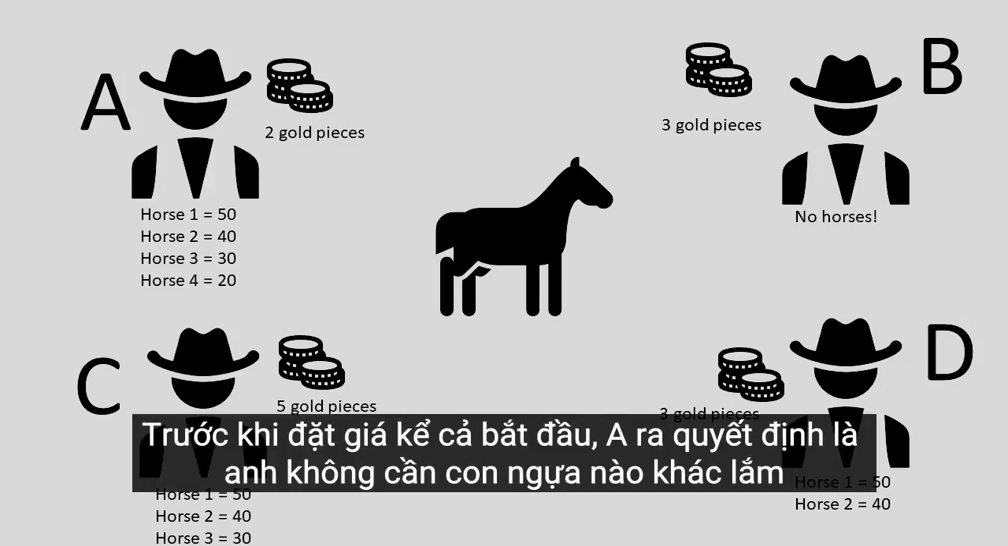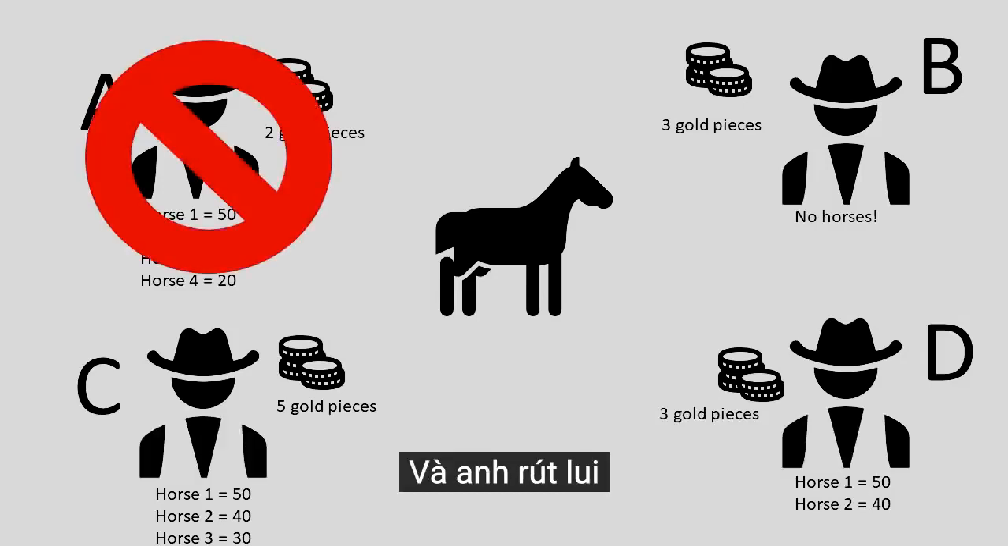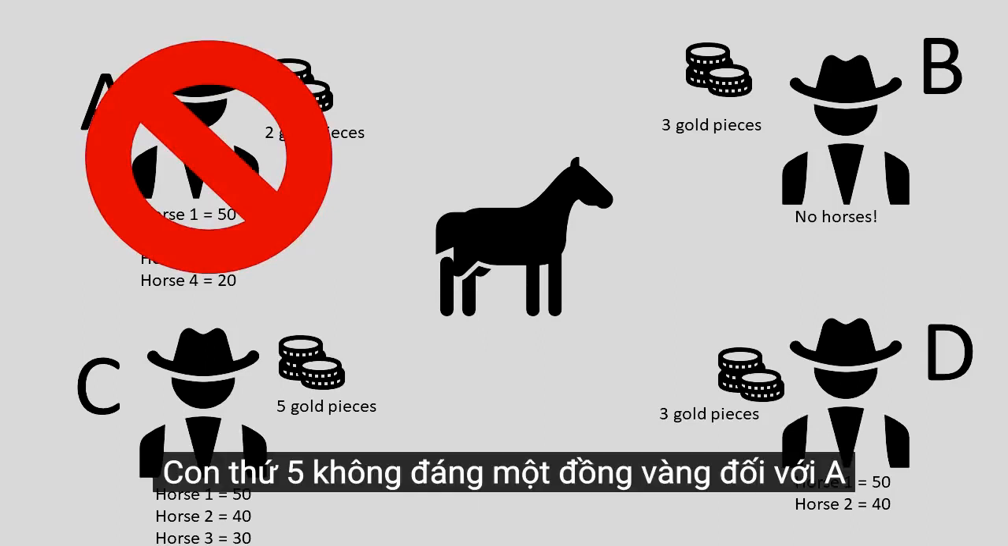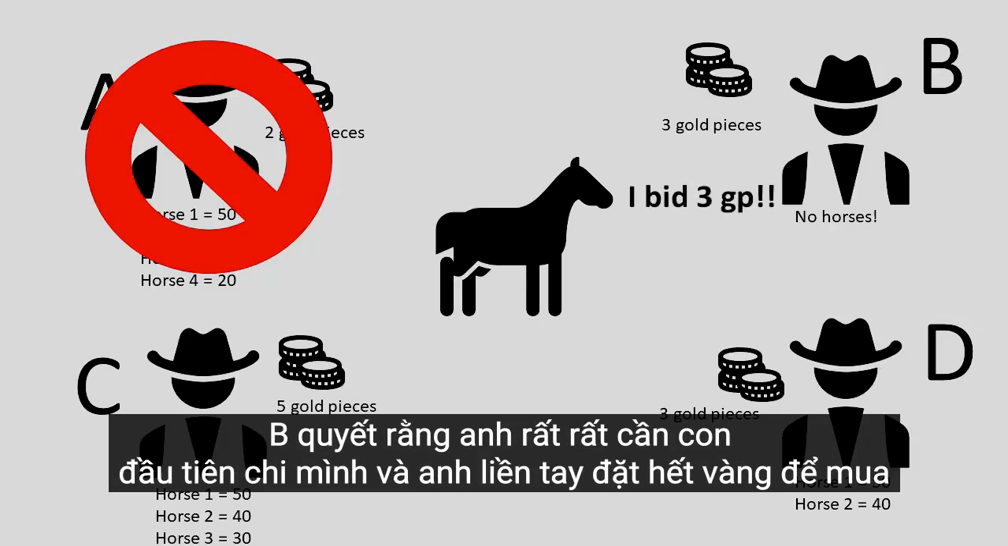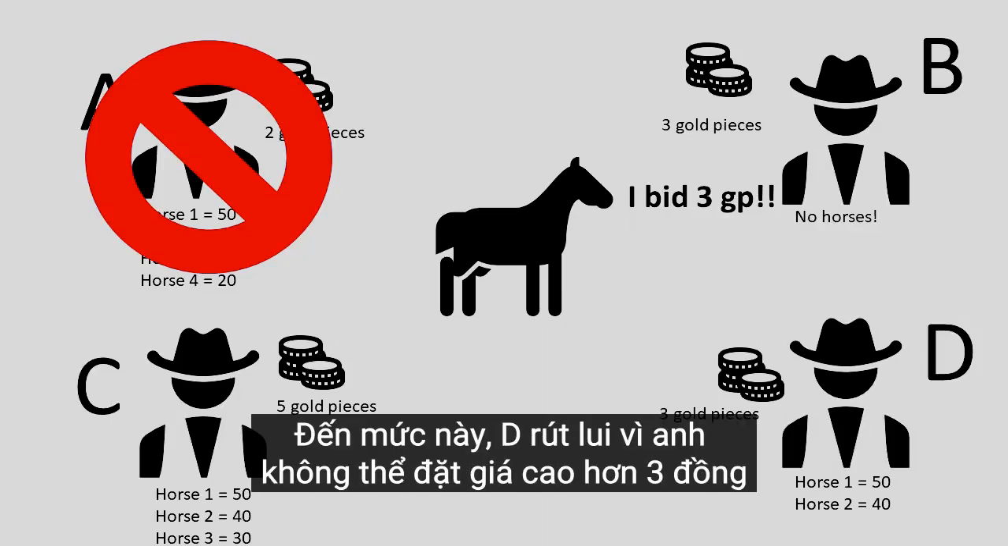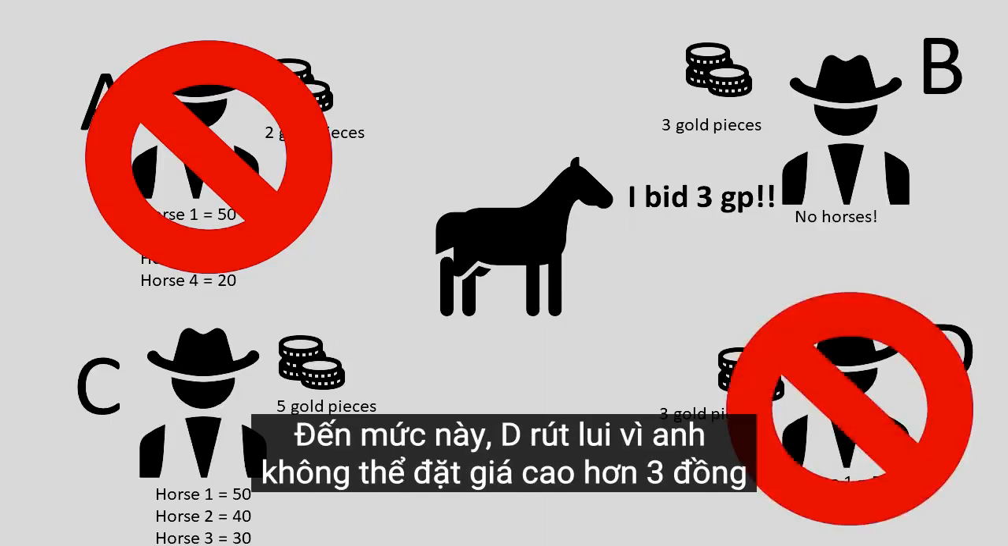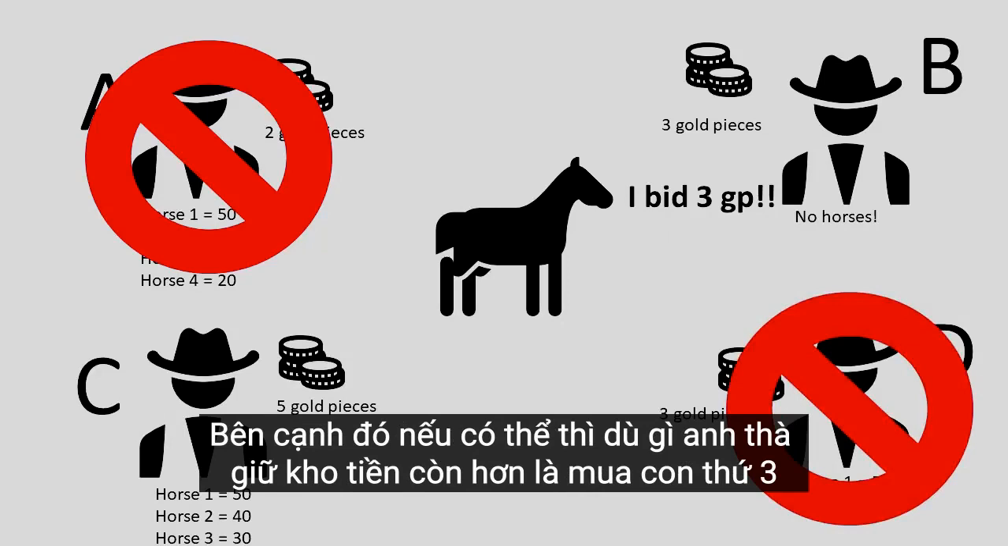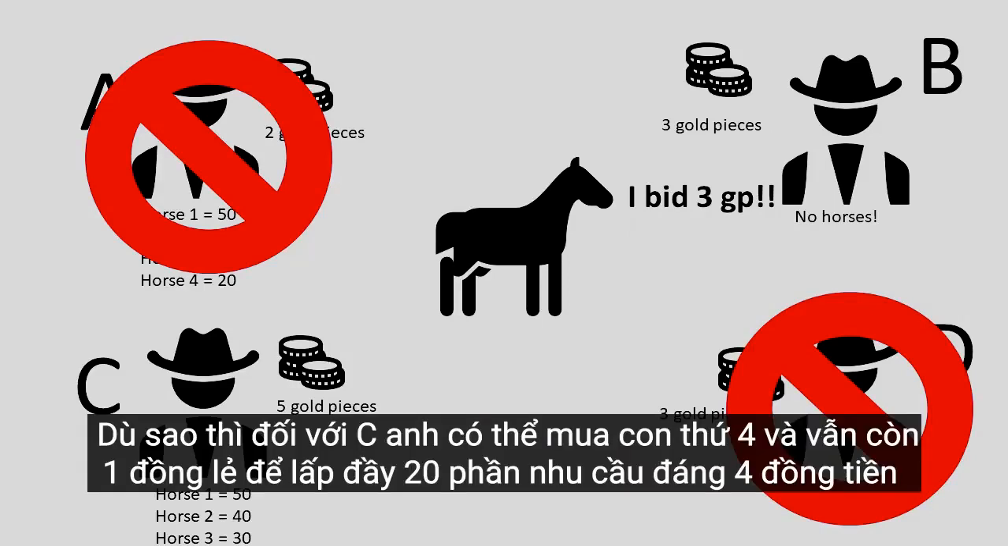Before bidding even starts, A decides that he doesn't need another horse that much, and so he withdraws. A 5th horse is not even worth 1 gold piece to A. B decides that he really needs that 1st horse, and so he goes right in and bids all his gold pieces. It's that important to him. At this point, D withdraws. He cannot bid higher than 3. And besides, even if he could, he decides he would prefer to keep his total stock of money than buy a 3rd horse anyway. So it comes down to C.